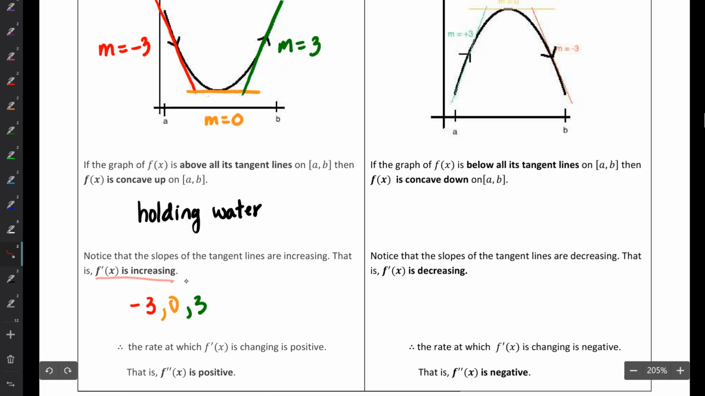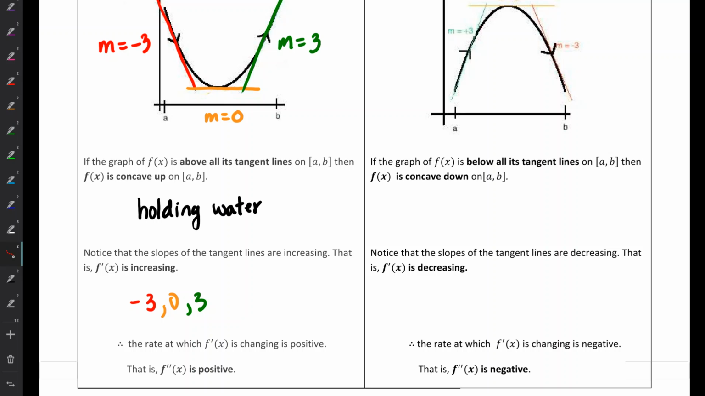Since the derivative is increasing, its rate of change is positive. What is the rate of change of f prime? It's f double prime. Okay? So here we are, concave up, and the second derivative is positive.